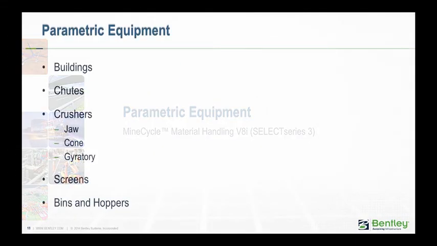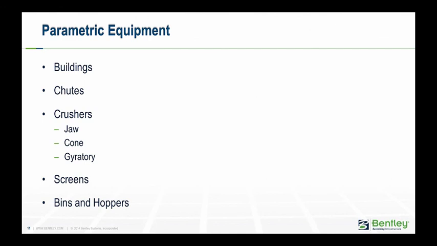Now the parametric equipment. MineCycle Material Handling includes parametric design tools for all transfer equipment types such as screening, crushing, and transfer stations. This allows equipment to be easily placed and then quickly modified using head-up editing tools. Modification of equipment parameters triggers the software to automatically adjust the connected conveyor to reflect the change.